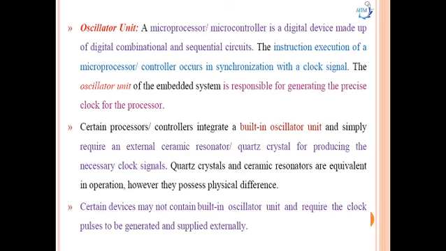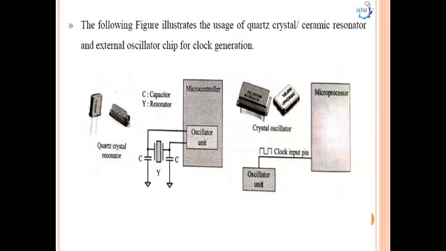So quartz crystals and ceramic resonators are equivalent in operation, however they possess a physical difference here. And certain devices may not contain a built-in oscillator unit and require the clock pulses to be generated and supplied externally here. So the following figure illustrates the usage of a quartz crystal, ceramic resonator and external oscillator chip for clock generation here. So here quartz crystals, resonators and the crystal oscillators are connected with the controller and the microprocessor here.